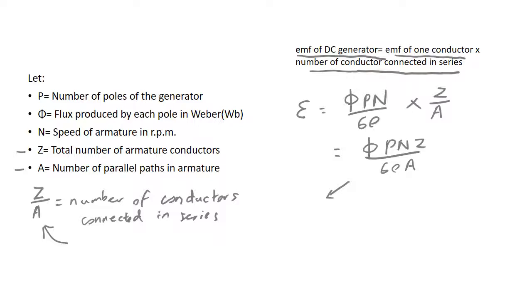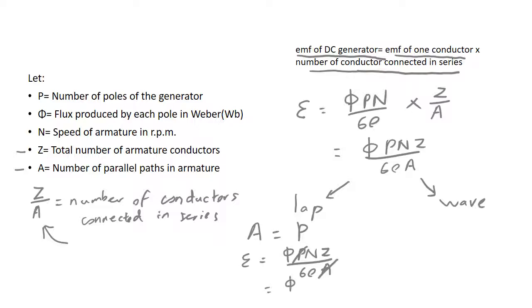But there are two types of winding for a DC generator. One is the lap type and the other one is the wave type. And in the lap type, the number of parallel paths A will be equal to the number of poles P. So when we simplify the equation phi P n Z over 60 A, we will get phi n Z over 60. And this is the equation for lap type of winding.